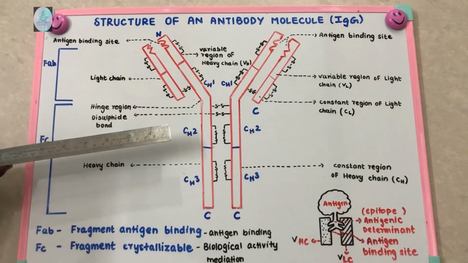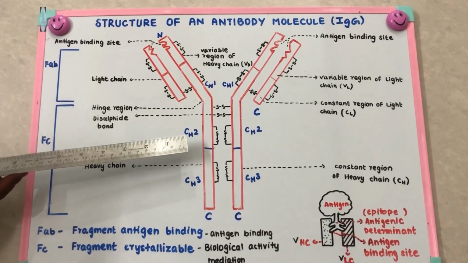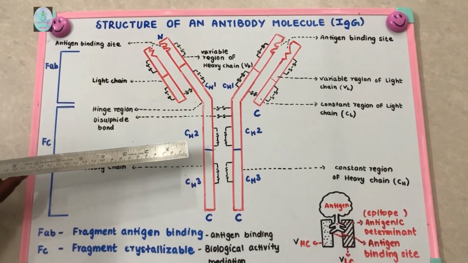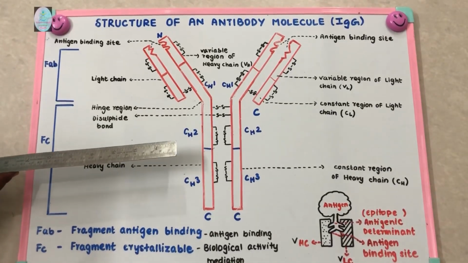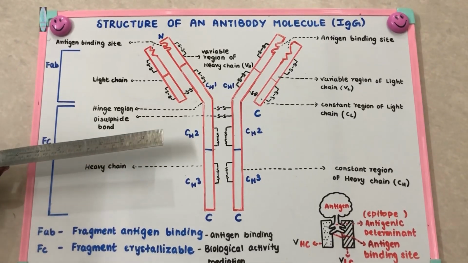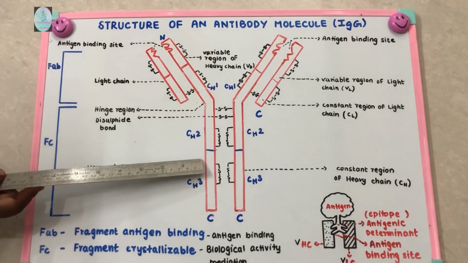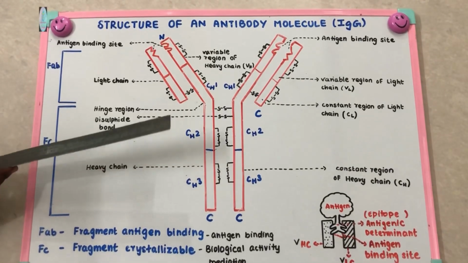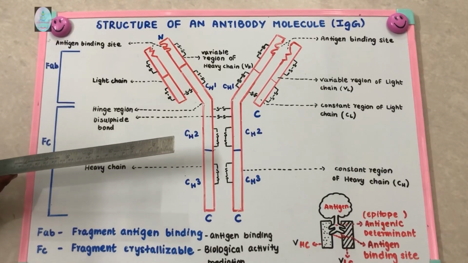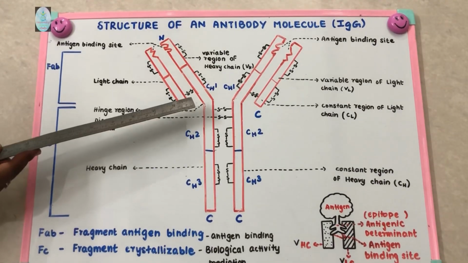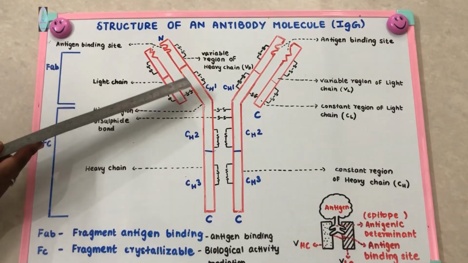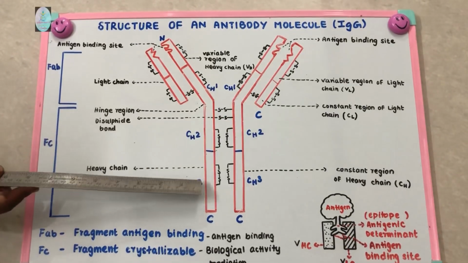Now we will discuss the heavy chain. Heavy chain has a molecular weight of about 50,000 to 70,000, and it is classified into 5 types of antibodies. On the basis of heavy chains only, we classify the types of antibodies, that is IgA, IgM, IgD, IgE and IgG. It has 1 variable part and 3 constant regions.